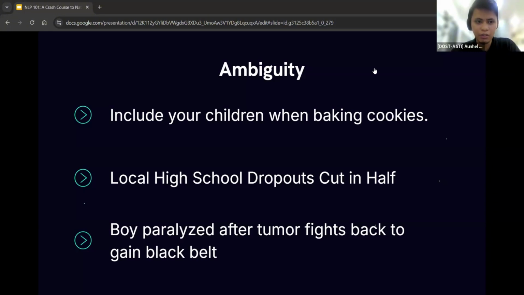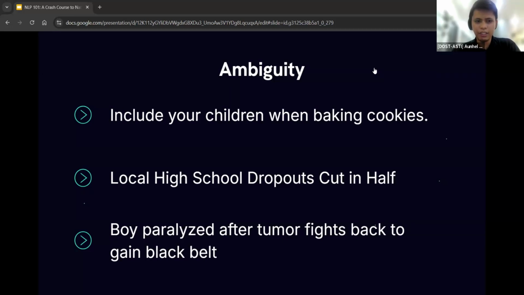Still very ambiguous. Local high schools, local high school dropouts cut in half. So again, it's an ambiguous sentence. Are we talking about cutting the dropout rates in half, or literally cutting all the dropouts in half, diba? So this is another ambiguous one.